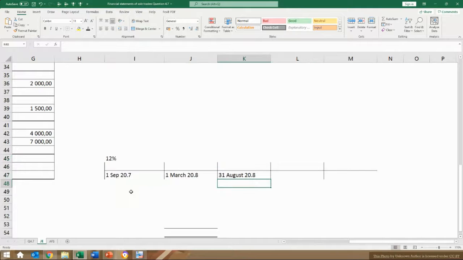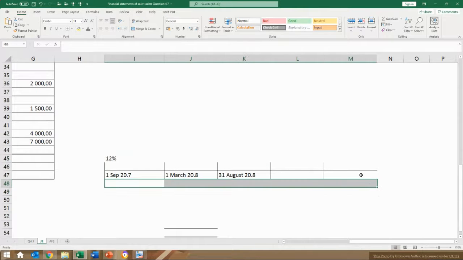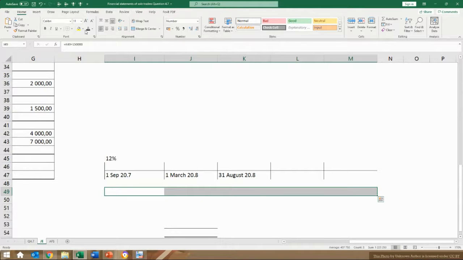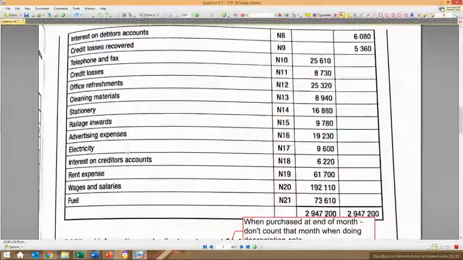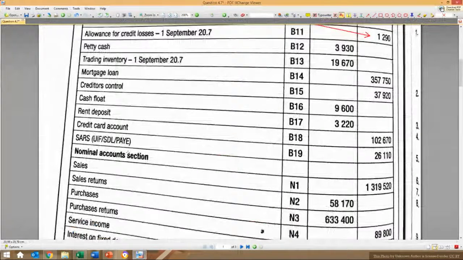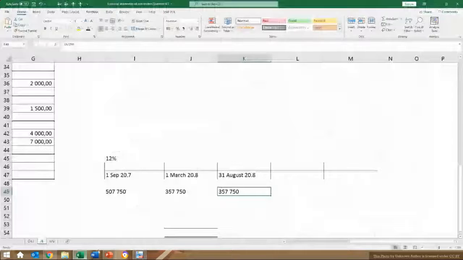So what you do is you indicate the beginning of the financial period and the end of the financial period. So this amount here comes from your trial balance. If we go to our trial balance, let me quickly show you where you would have seen this. You go to your mortgage loan line item. We can see the balance currently at the end of August is 357,750.